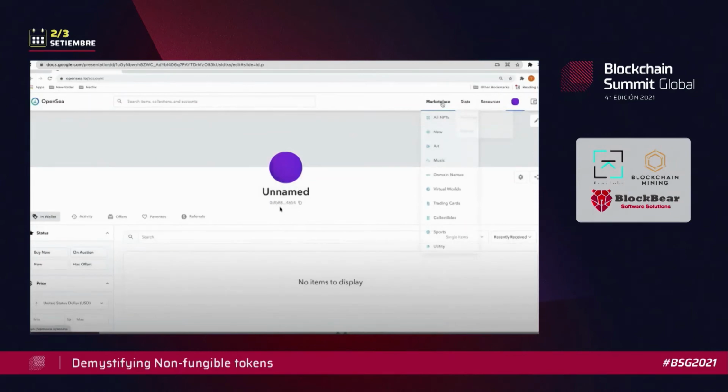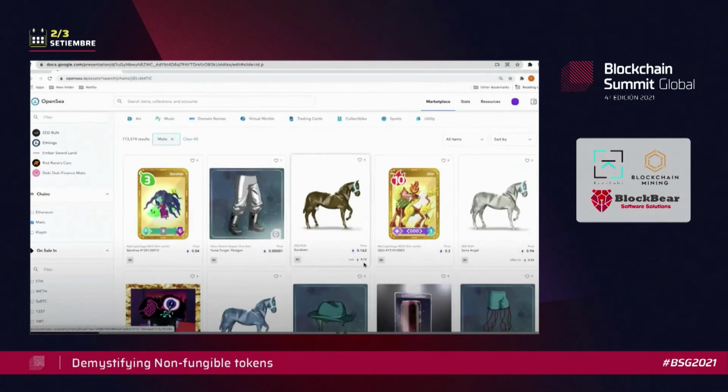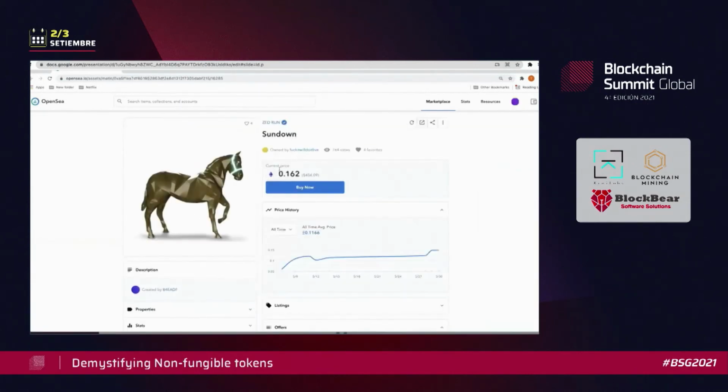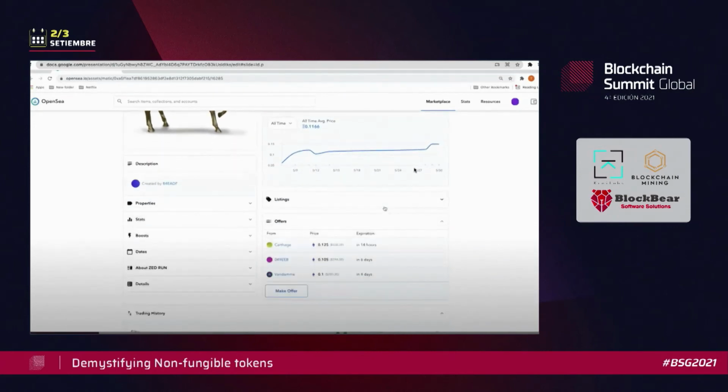So you can add funds to your account and then start either collecting or selling or buying NFTs. There are different chains supported on OpenSea. Ethereum is one, Matic is the other one, and as you can see, these are digital collectibles on OpenSea. You can see the different price points of this NFT and different attributes of the NFT as well, and some of the offers that folks had placed on this NFT to purchase it.